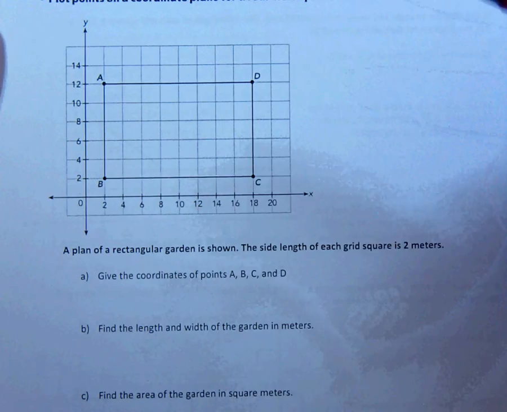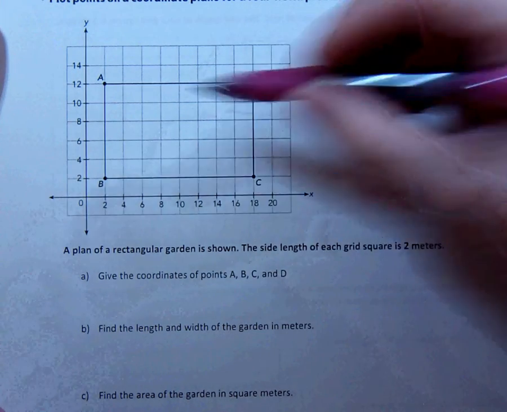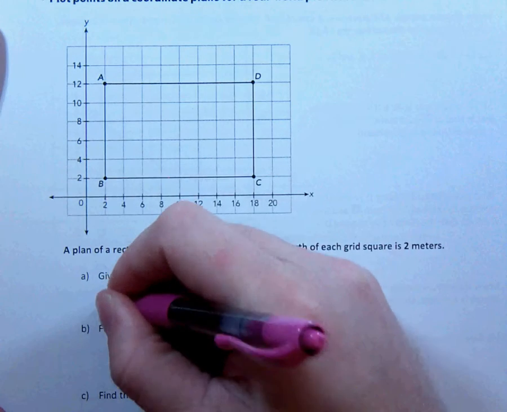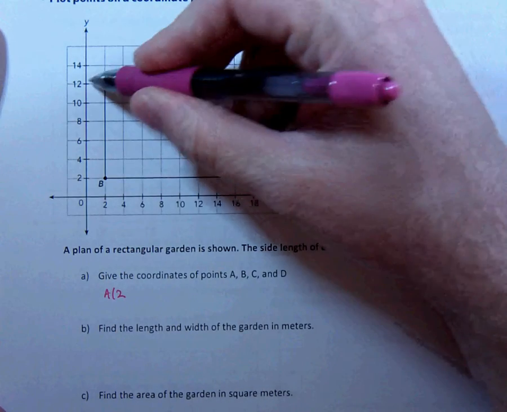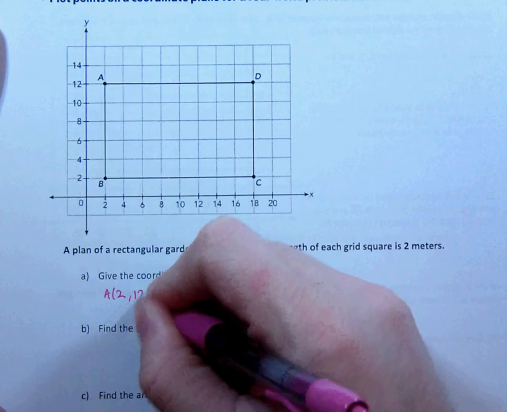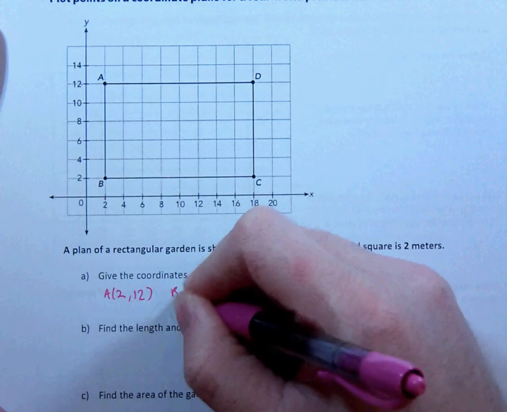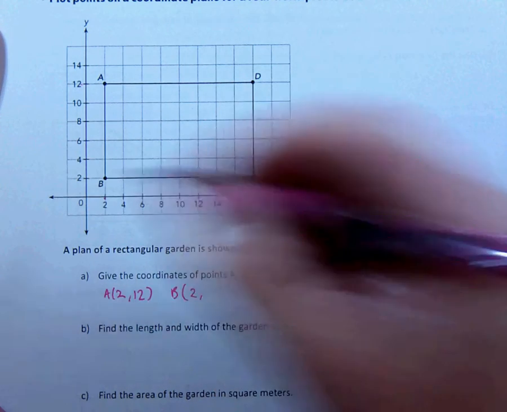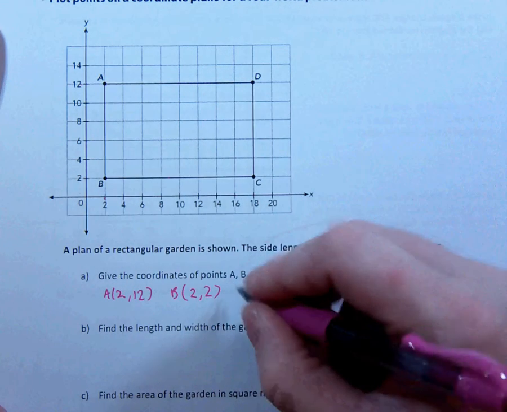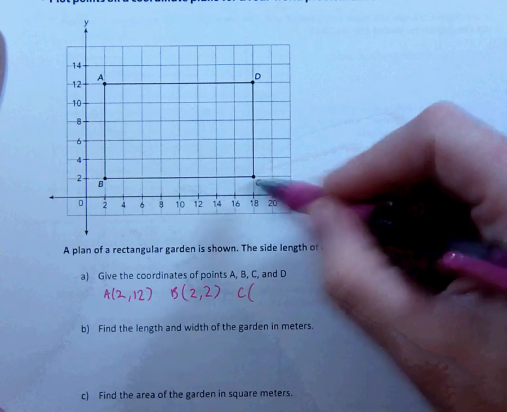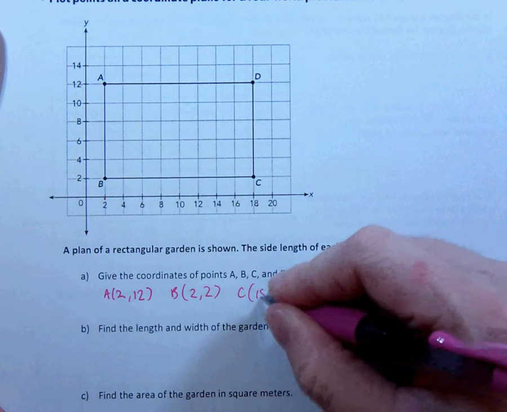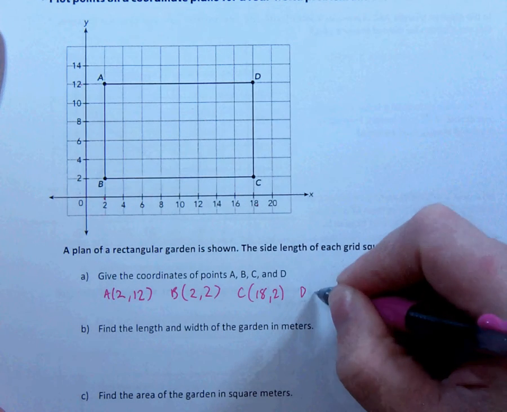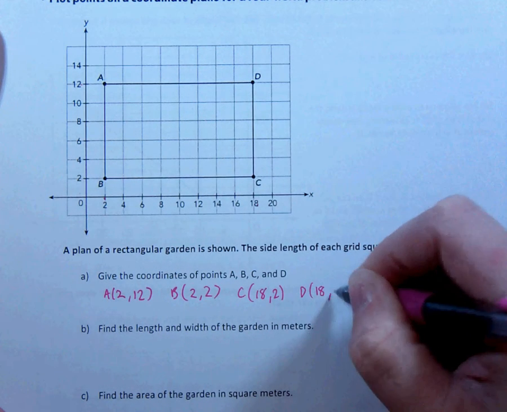So we're just looking at these points. Let's go around in a circle. A is 2, 12. B is 2, 2. C is 18, 2. And D is 18, 12.